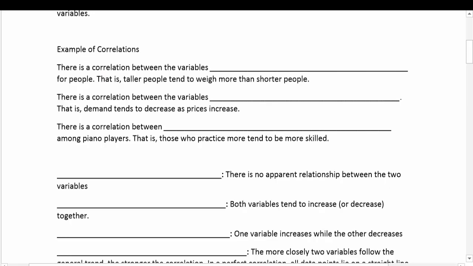Okay, so some examples of correlation. There is a correlation between the variables height and weight. That is, taller people tend to weigh more than shorter people. Again, generally speaking. So the taller one is, the more one weighs, assuming all other factors are considered the same.